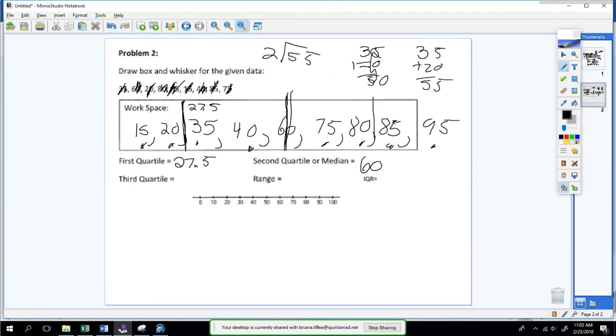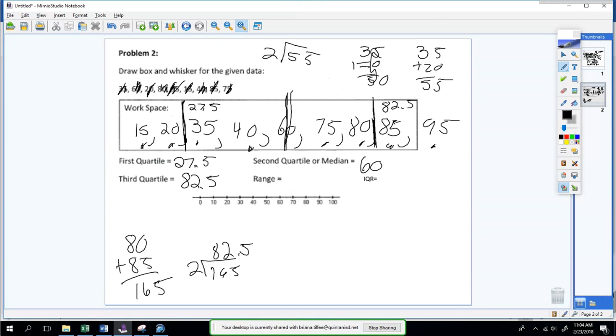Now I have to find the median of my upper half, between 80 and 85. So we're going to do 80 plus 85, which is 165, and then divide by 2, which is 82.5. So my third quartile is 82.5.